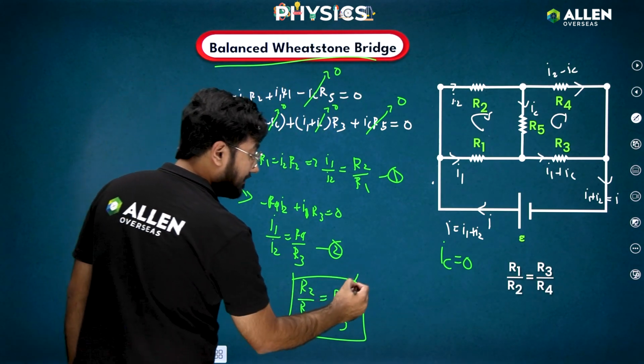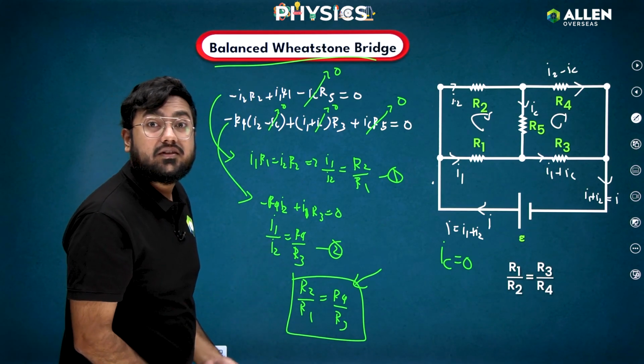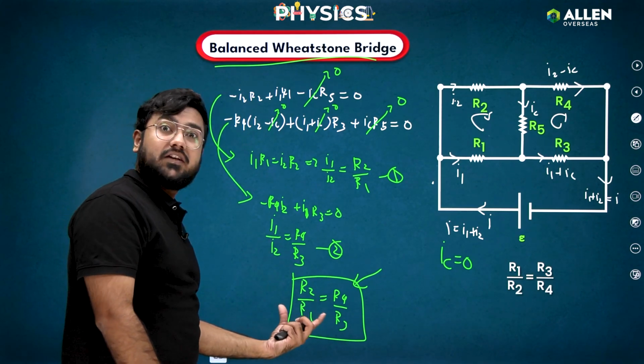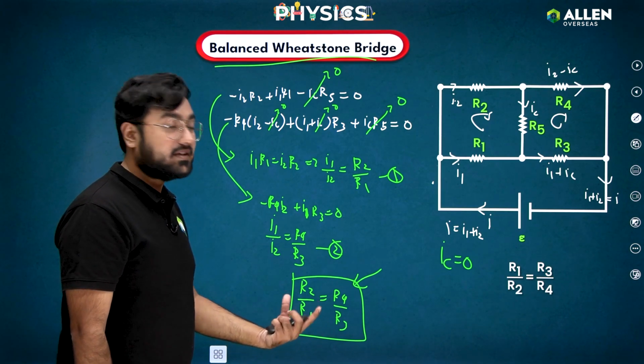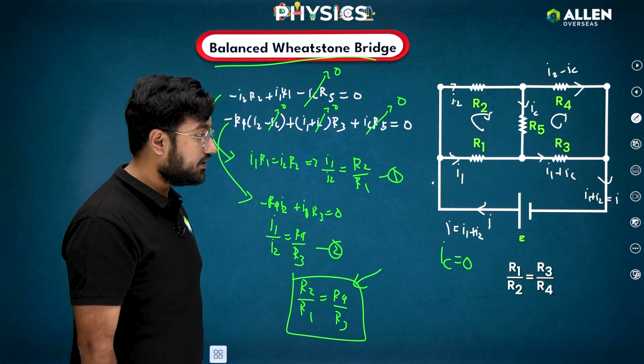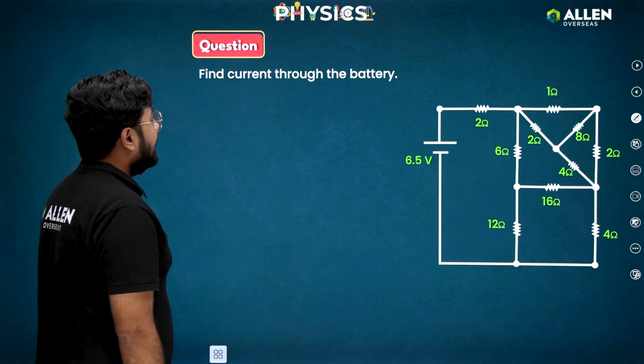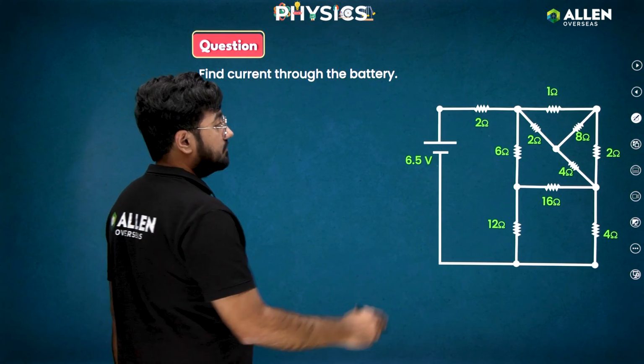If this doesn't match, then it will be an unbalanced Wheatstone bridge. So this is a specific case of the Wheatstone bridge where it is balanced. Getting the point? So let us take a question. Find the current through the battery.